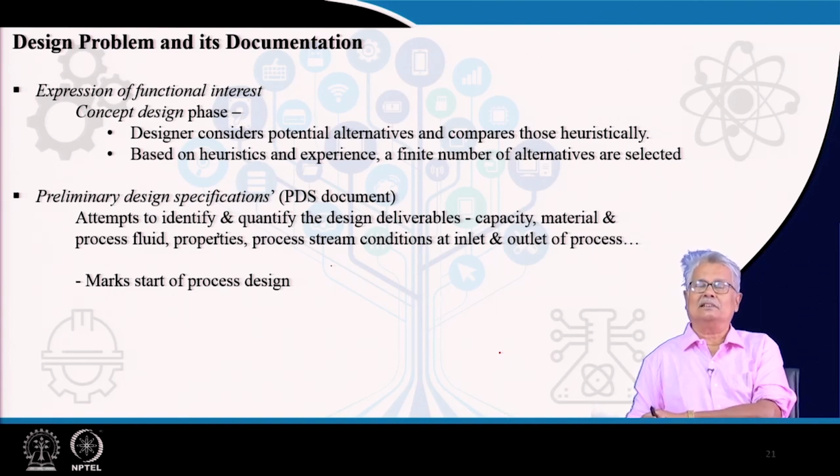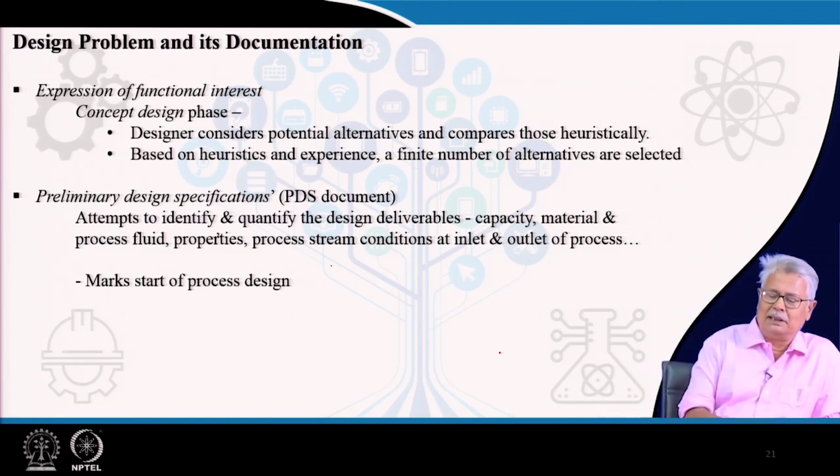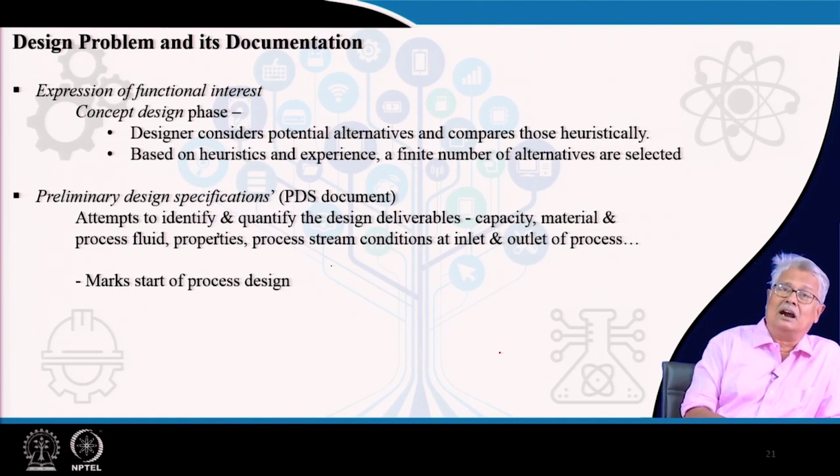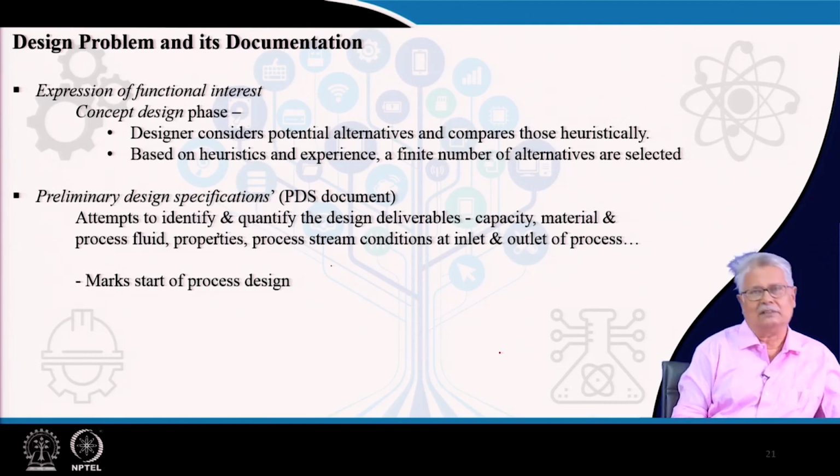Now, based on these, at this particular point, a preliminary design specification, which is much more detailed than the functional specification and is typically called the PDS document, is produced. It attempts to identify and quantify the design deliverables. That means this outlines clearly the deliverables from the design, the capacity, the material, the process, fluid properties and such things. This marks the start of process design.